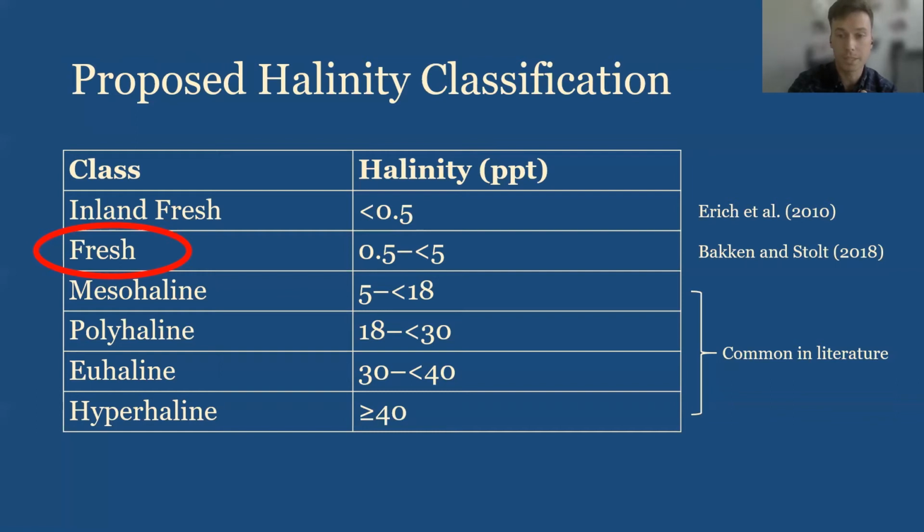However, 5 parts per thousand is far above the salt tolerance of most freshwater species. Having discussed this with an aquatic toxicologist at University of Maryland, I believe that our ecologically minded colleagues would prefer to name this range of values oligohaline rather than fresh, and move the threshold between fresh and brackish water far lower, maybe to where the inland fresh class is at 0.5 parts per thousand.